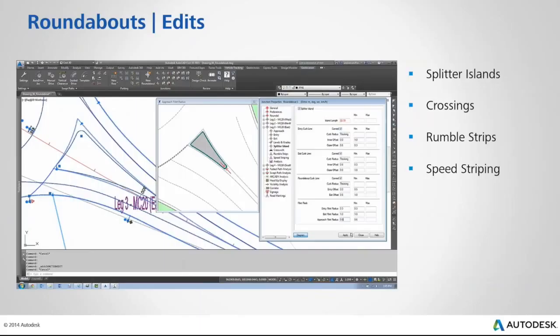So we have many edit tools available. Once our roundabout is in place, we can start to move things around with the grips, or we can actually start to move in to the design panel and start to play around with things like our splitter islands, crossings, rumble strips, and speed stripes.